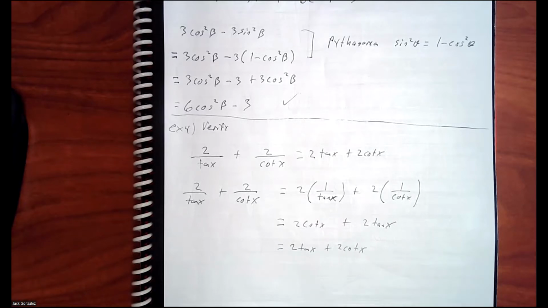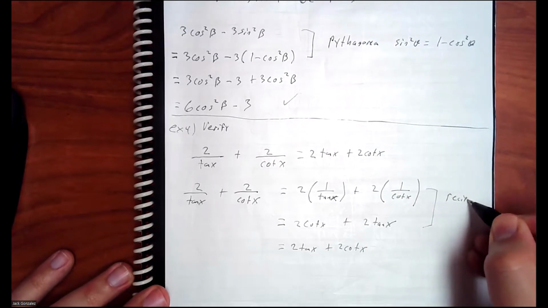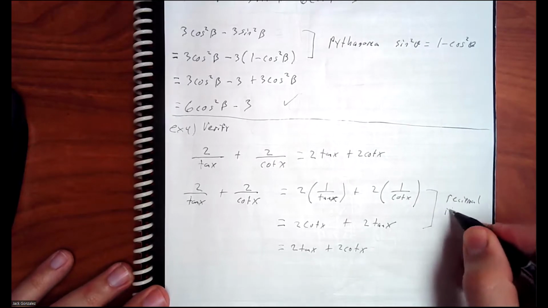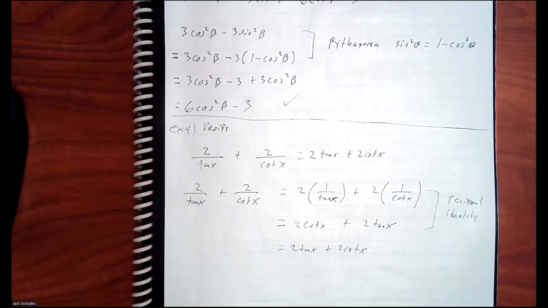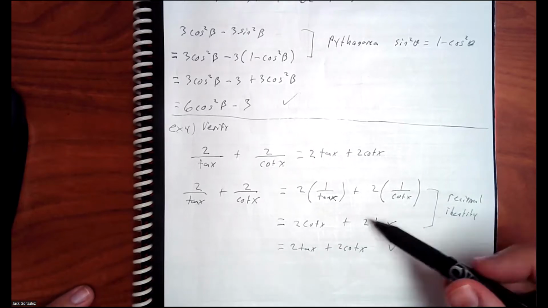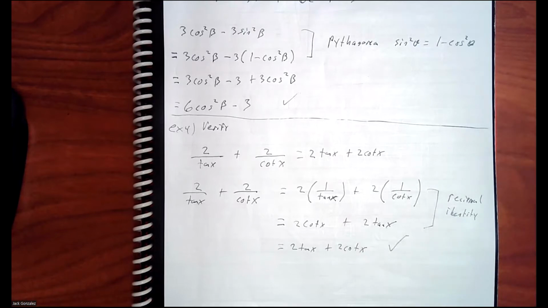Not the only way. But in my opinion, this is the shortest way. So reciprocal identity is what we used. This last step was unnecessary, but whatever. There it is.